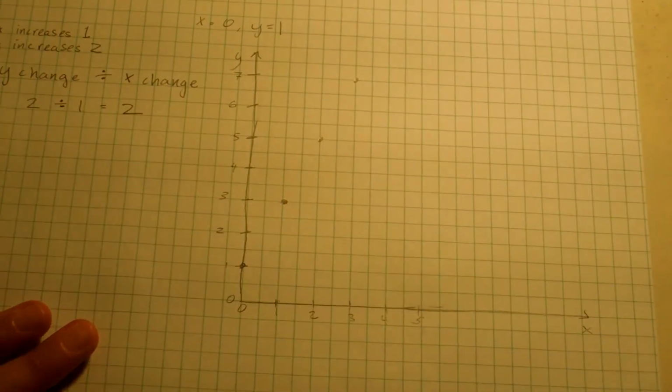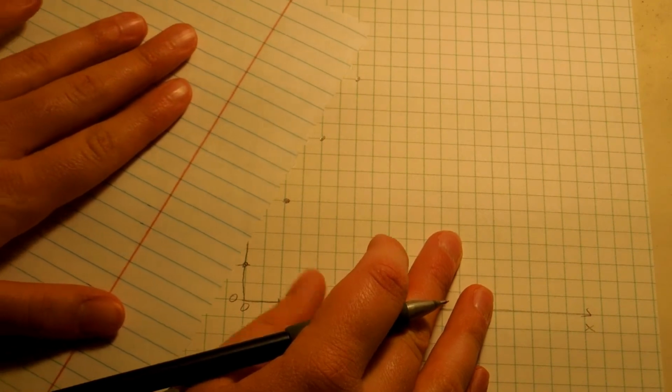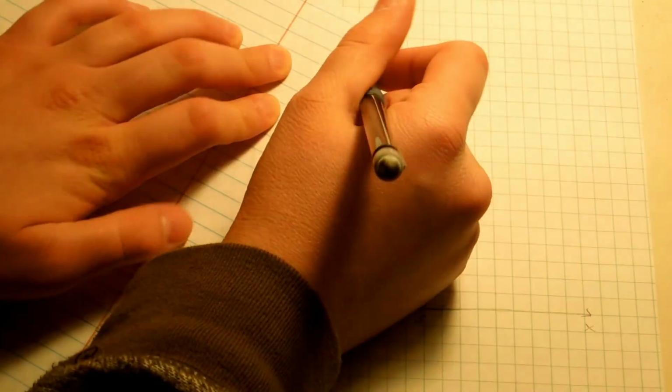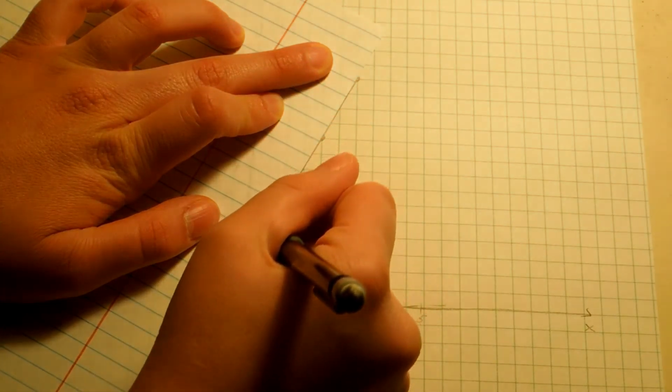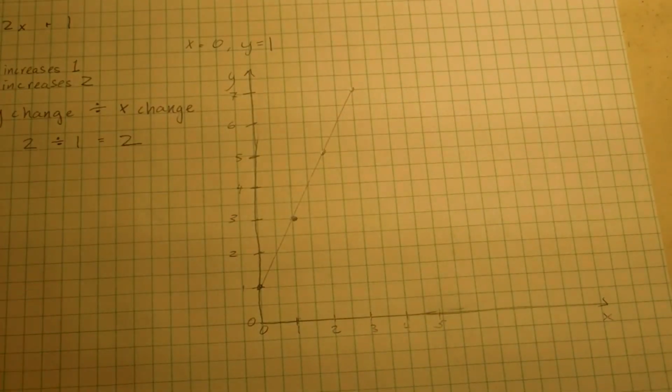So we have our points, but we're not done. We need to make a line out of these points. So I'm going to bring out my paper, line it up with the points that I have, and then draw a line. And look, we graphed our second equation.